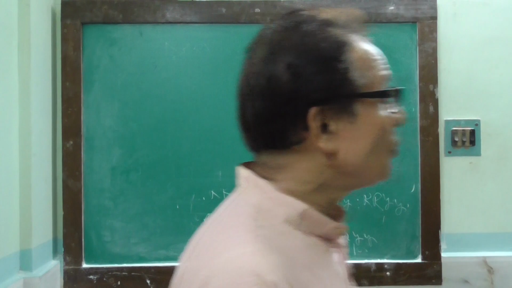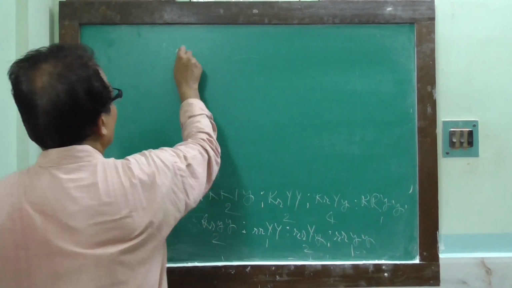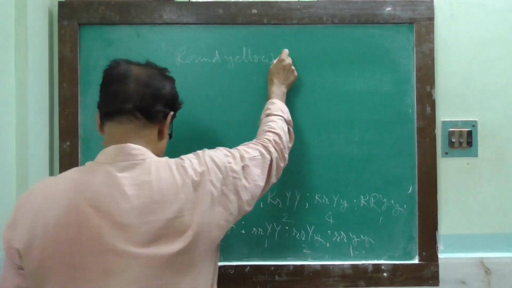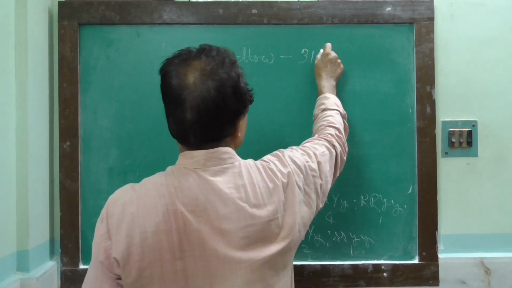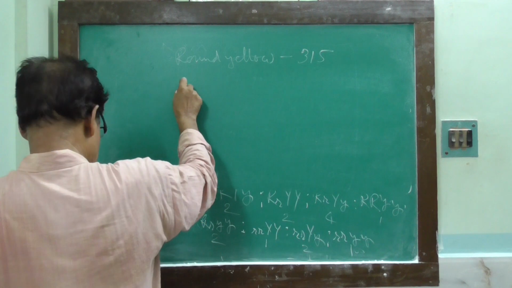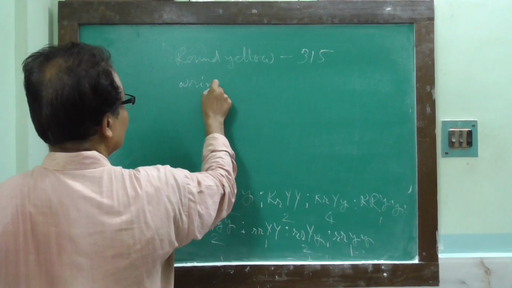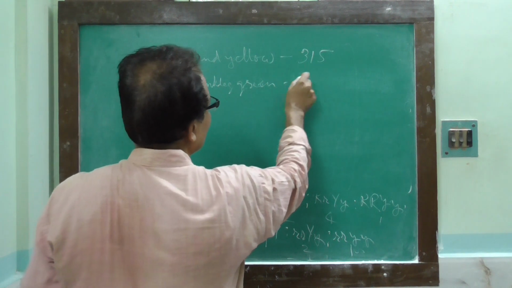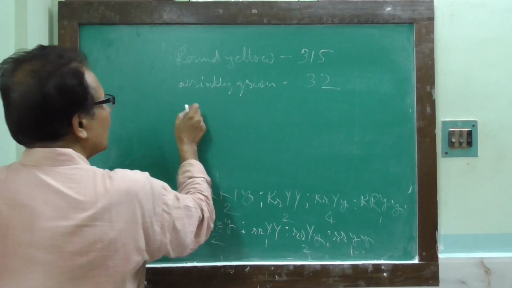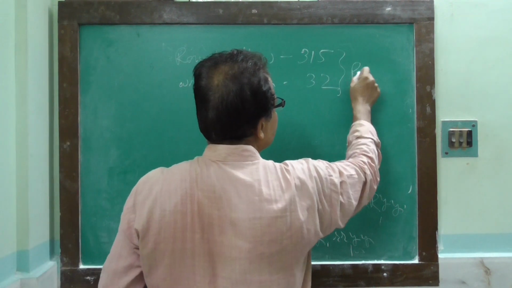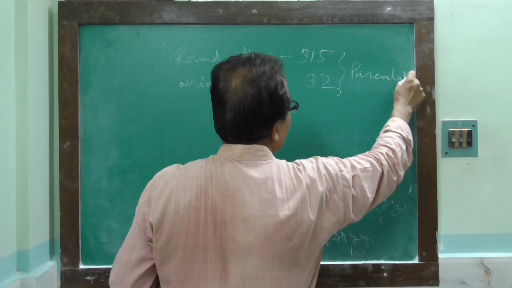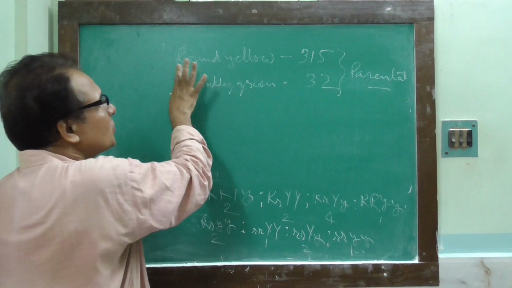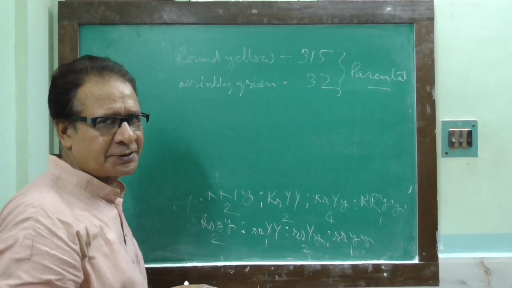Like round yellow, 315 seeds. Wrinkled green, 32. Both are parental types. That is, we start the cross with round yellow and wrinkled green seed.